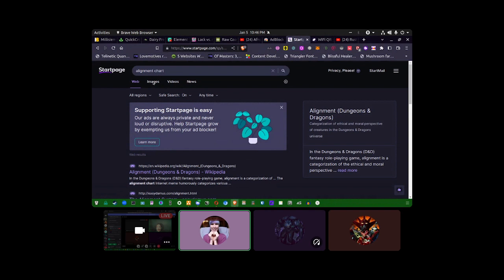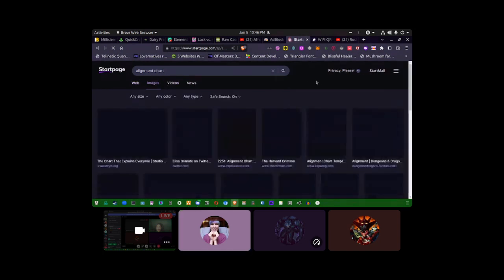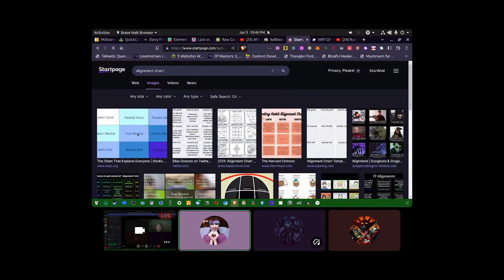Images, alignment chart. Come on, you can do it. I believe in you. Images. Come on. Yes. Good. Beautiful. Okay. So this was what I found, the alignment chart. Lawful, neutral, chaotic, good, neutral, evil. But most of these types of charts, because I've seen thousands of them, they're incomplete.